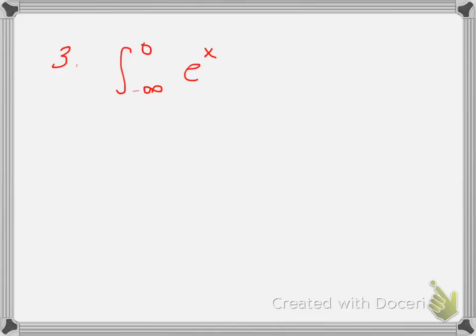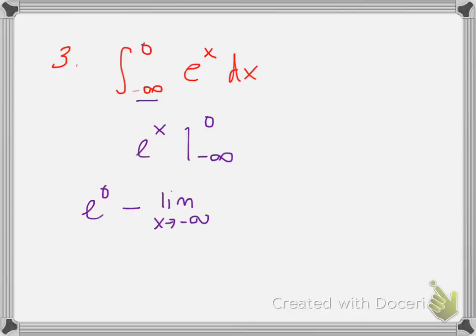Okay, well, this one is improper because of the negative infinity. So the very first thing I'm going to do is find the antiderivative. I know that the antiderivative is e to the x. I'm going to evaluate it from negative infinity to 0. I can plug in the 0 like normal and then subtract, and I know that I'm doing a limit of that part of it.